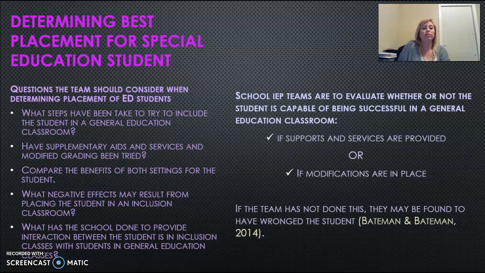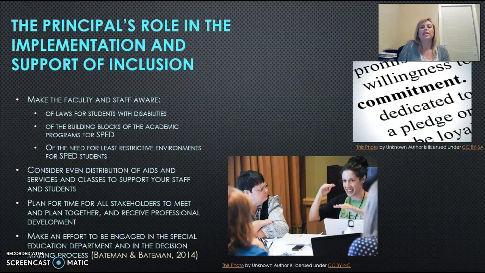Bateman and Bateman, 2014. The principal's role in the implementation and support of inclusion. It's important to make the faculty and staff aware of laws for students with disabilities, of the building blocks of the academic programs for SPED, and of the need for the least restrictive environments for SPED students. Consider even distribution of aides and services in classes to support your staff and students.